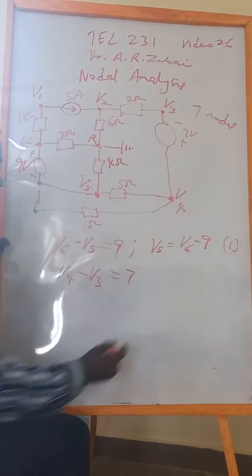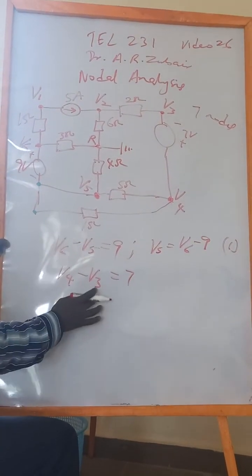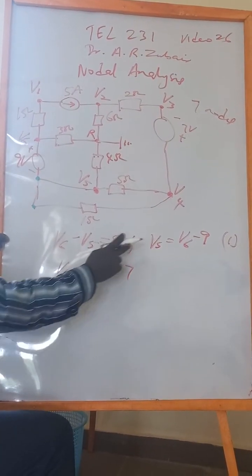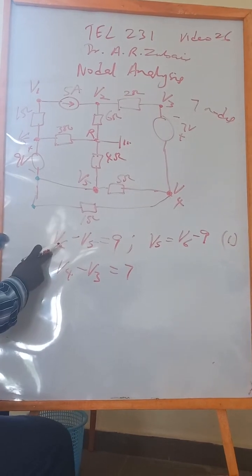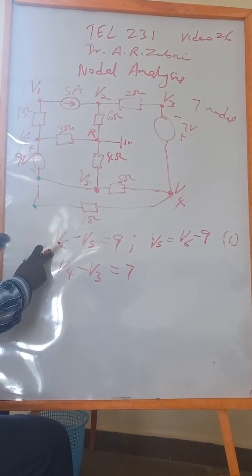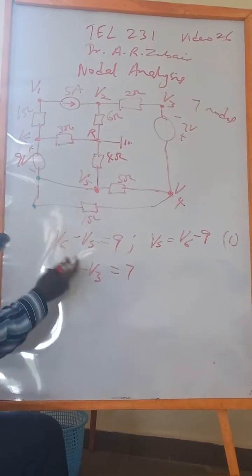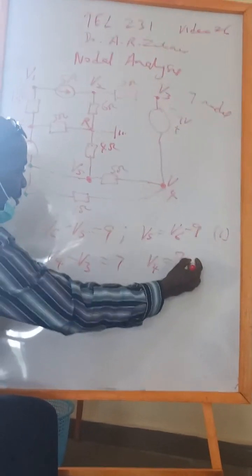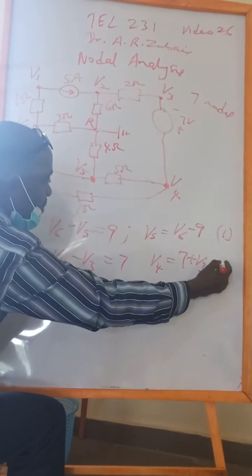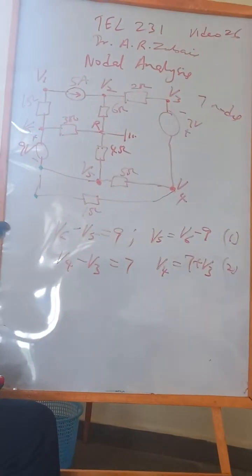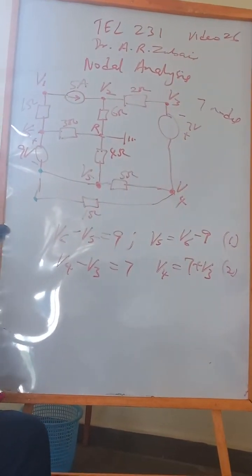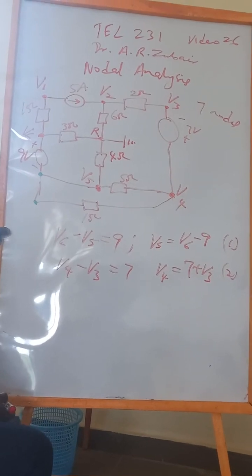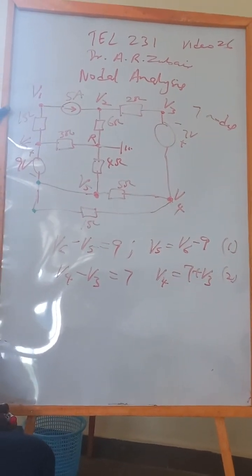That's my equation 1. I can make any of them the subject here. I cannot make V6 the subject because I don't want to eliminate V6. That's what I'm looking for. Let me make V4 the subject here. This will be 7 plus V3. That's equation 2.